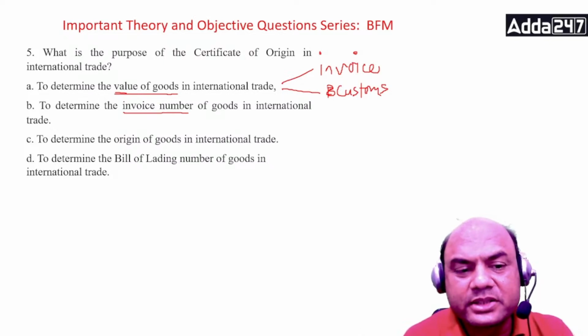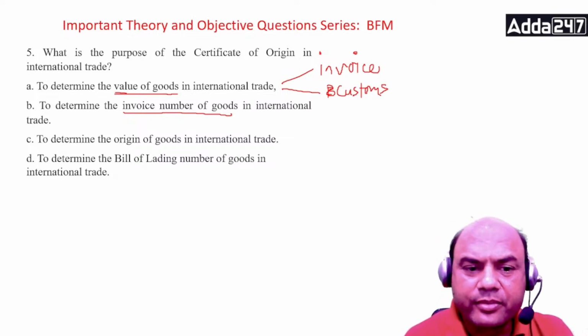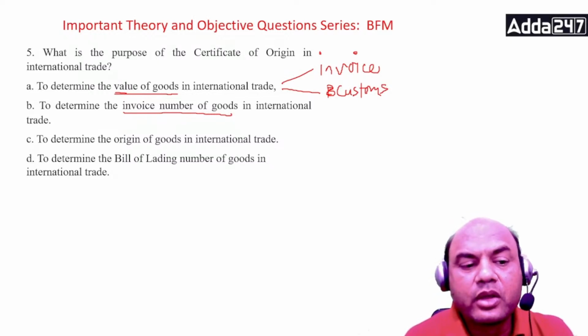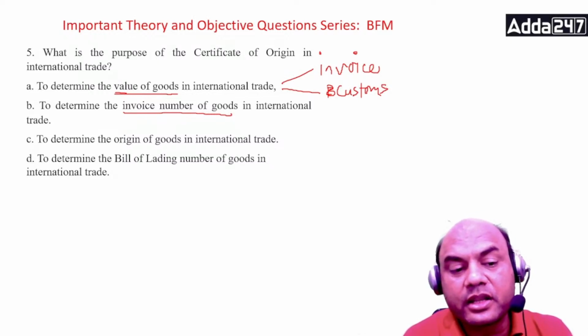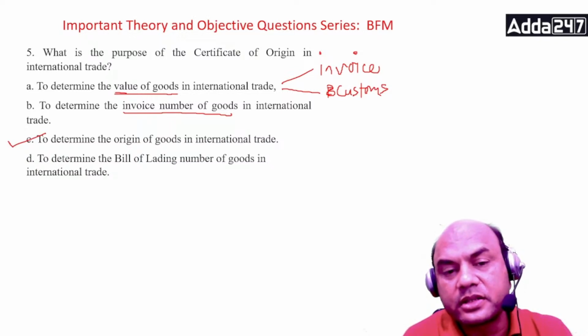Certificate of origin is not required for determining the invoice number. You can directly see that on the invoice itself. To determine the origin of goods in international trade, this is very important, and this is the answer.